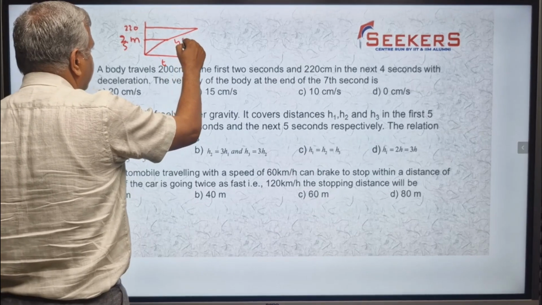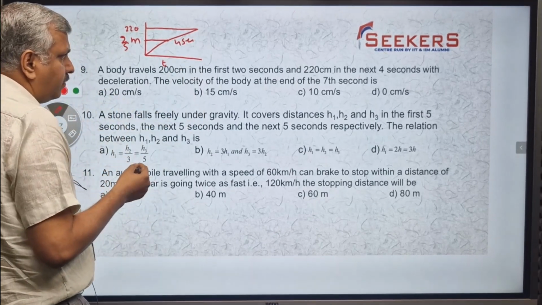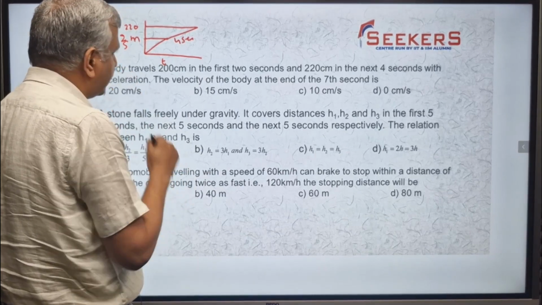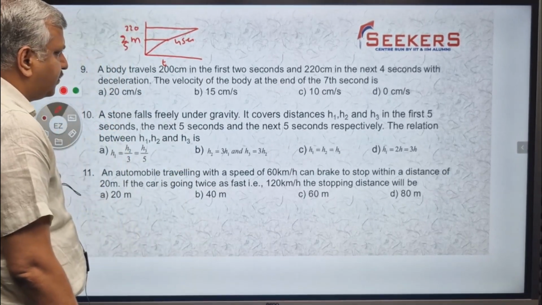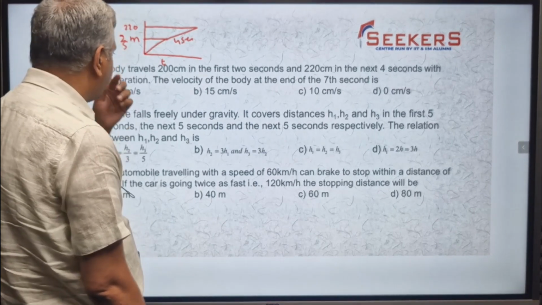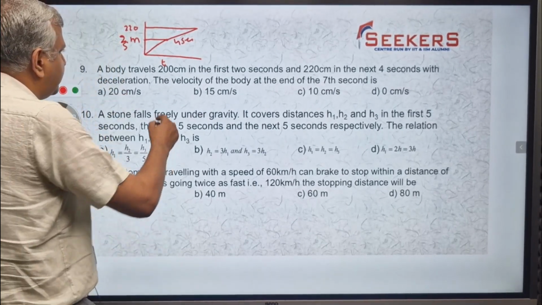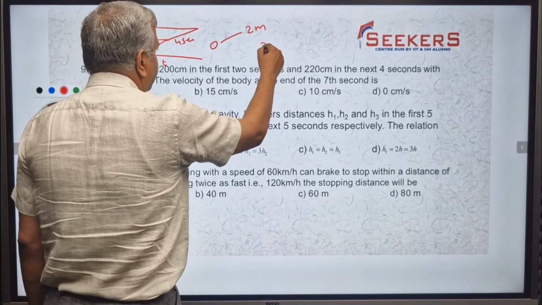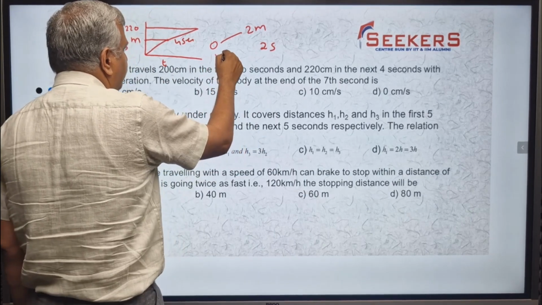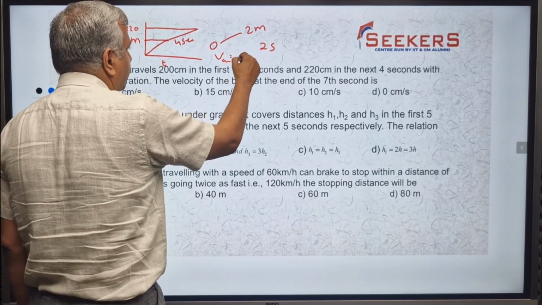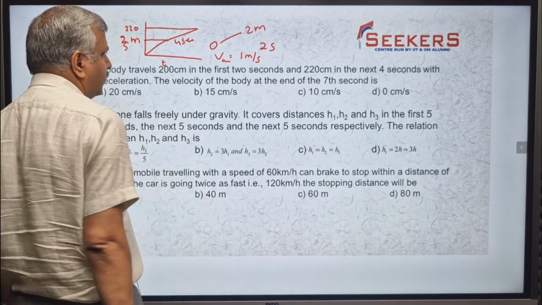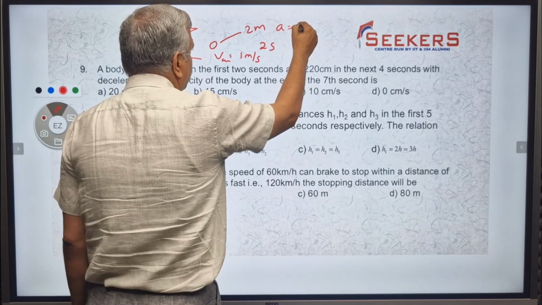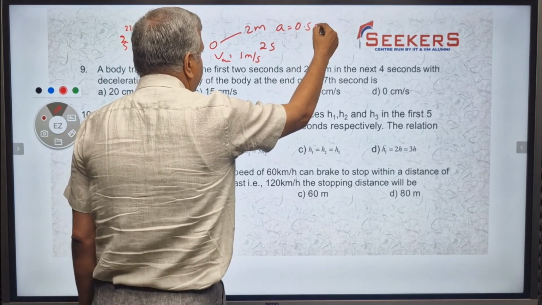Okay, this is 4 seconds. And then again with the deceleration. The velocity of the body at the end of the 7th second they are asking me. So there is nothing I can say about the 7th second unless, let's assume that he started at rest. So from 0 he went to 2 meters in 2 seconds. So the average velocity is 2 by 2, that is 1 meter per second. So the acceleration is 1 by 2, 0.5 meters per second squared.